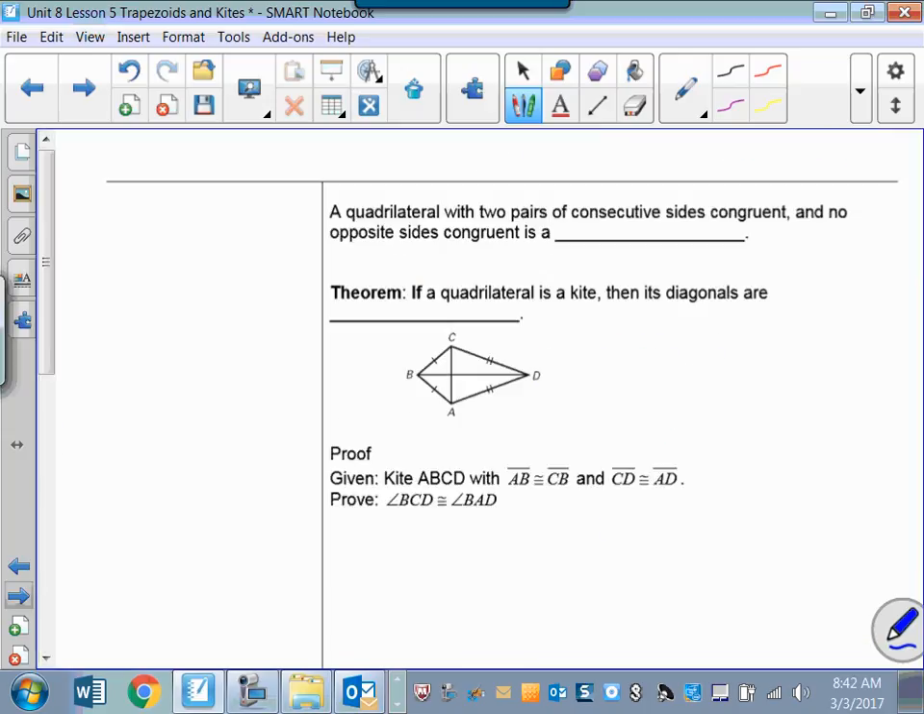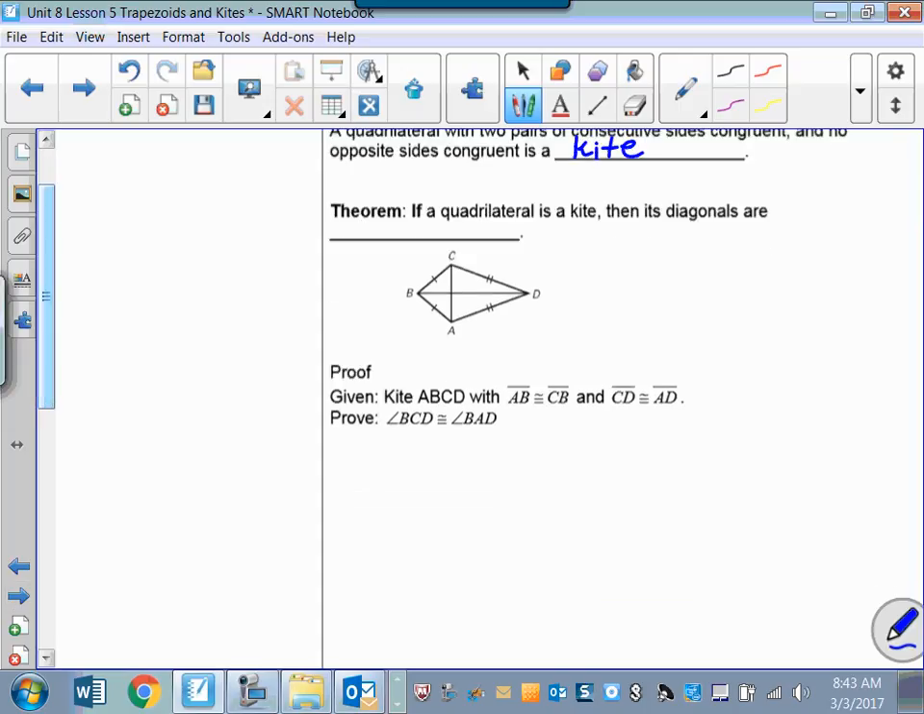All right, let's see what else. Oh, we're going to switch off now. We've done enough of trapezoids. We're going to talk about kites now. What is a kite? It's a quadrilateral with 2 pairs of consecutive sides congruent and no opposite sides congruent. And here you just thought it was a thing that you flew outside on a windy day. Okay, we have a kite theorem. If a quadrilateral is a kite, then its diagonals are perpendicular.